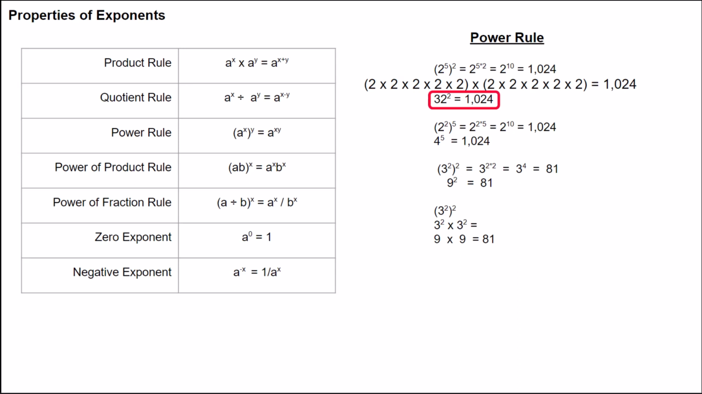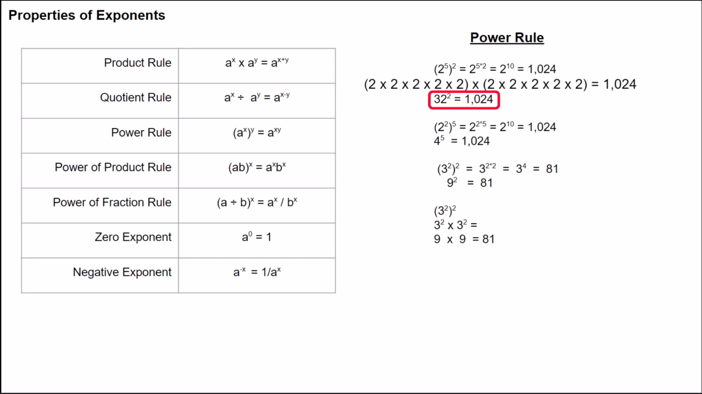We could also solve what's inside the parentheses. 2 to the 5th is equal to 32. Since we have that multiplied together twice, we could say 32 squared, which also gives us 1024. I think you're starting to get the idea now. Let's go through some examples here.